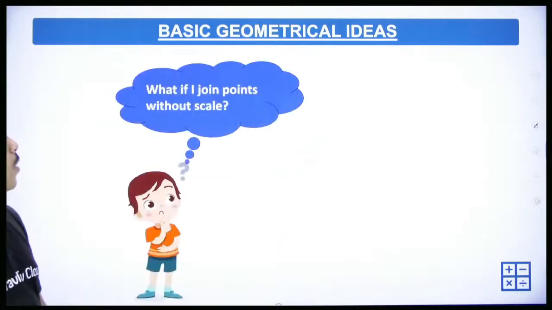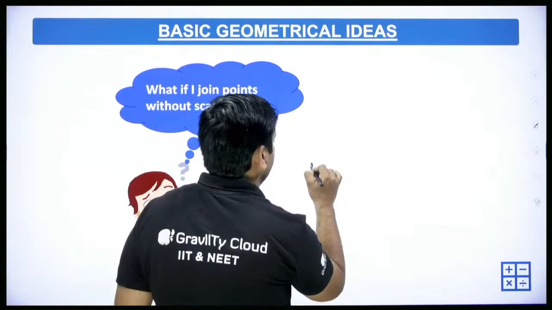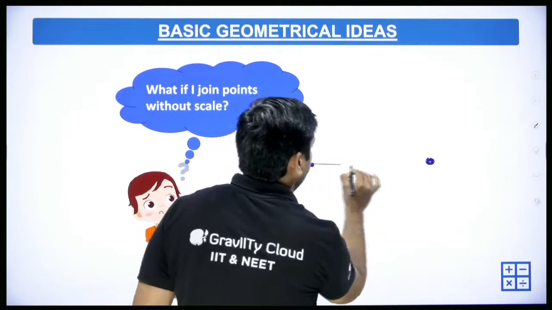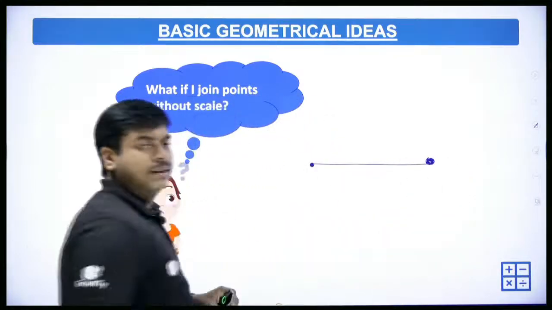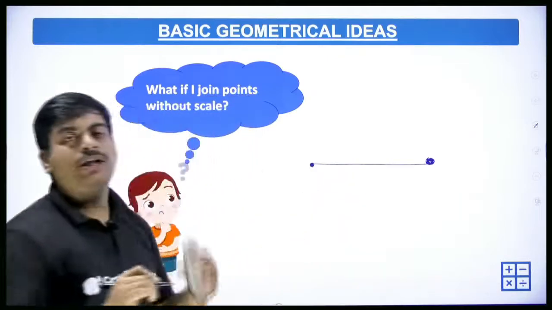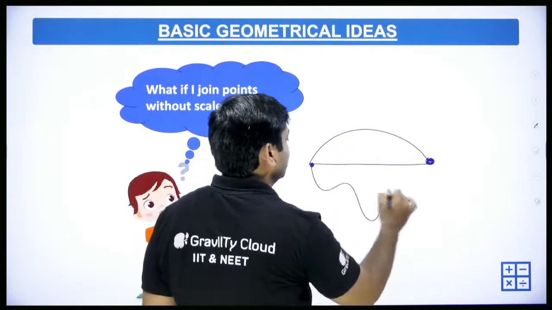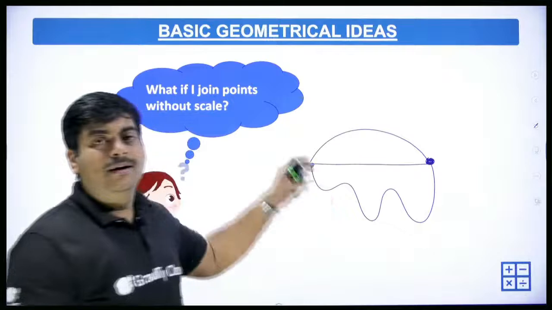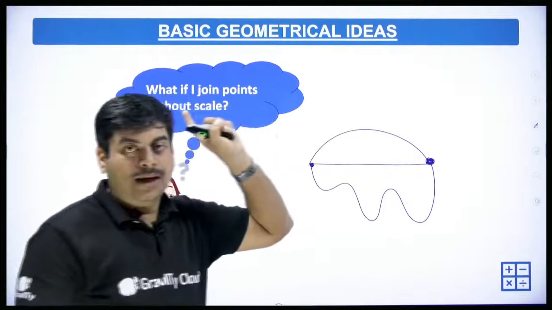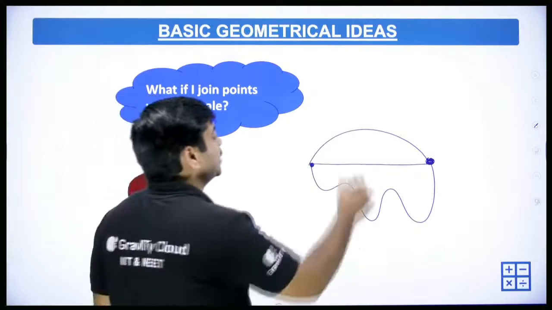Okay. So what if I join points without a scale? Let's take 2 points. Till now, we discussed drawing these two using a scale, a straight line, a straight path. But if I take the same 2 points and now I'm not joining with a straight line, I'm joining with a smooth curve like this. So there are again so many possible patterns other than a line segment. Joining 2 points, you can join in any way. These types of things are called curves.